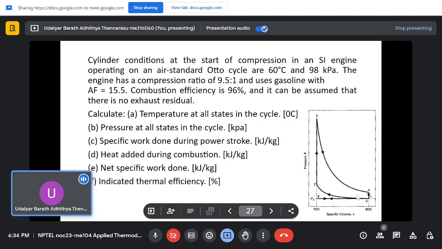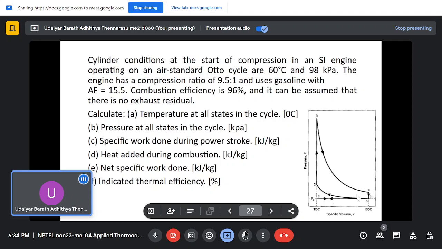The next is, the engine has a compression ratio of 9.5:1. So we know the compression ratio, and it uses gasoline with an air fuel ratio of 15.5. So we also know the air fuel ratio and compression ratio. It says that combustion efficiency is 96%. So combustion efficiency is also given, and it can be assumed that there is no exhaust residual. So there is no exhaust residual.